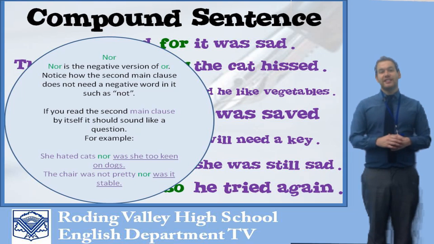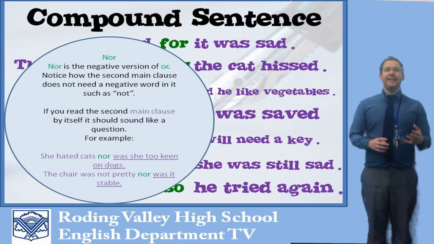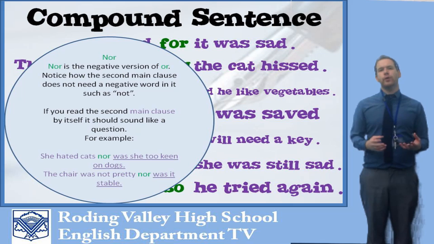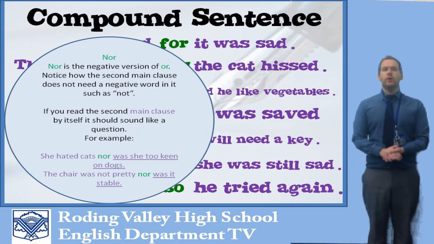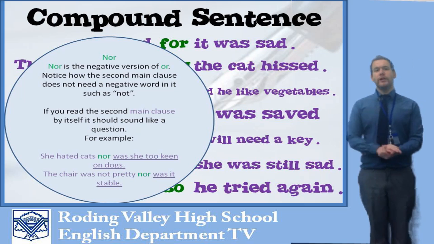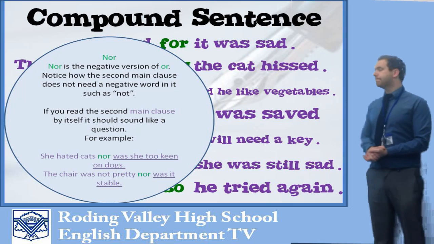Nor is another one that's a little tricky. It's like the word or, but a negative version. When it's used, there does not need to be a negative in the second main clause. A negative such as the word not. Also, the second main clause, when read without the rest of the sentence, should sound like a quotation. Again, take a moment to read what's on the screen and digest it.